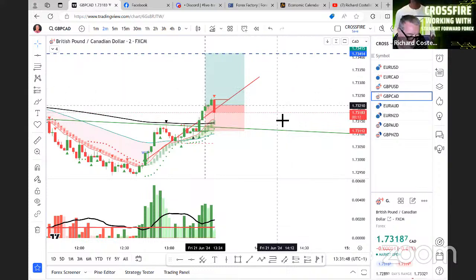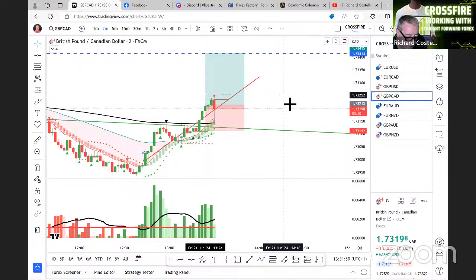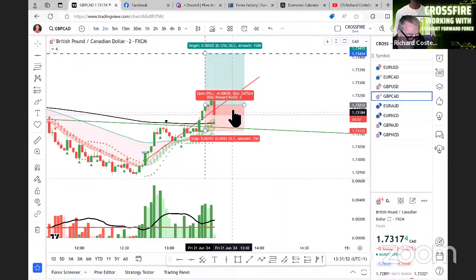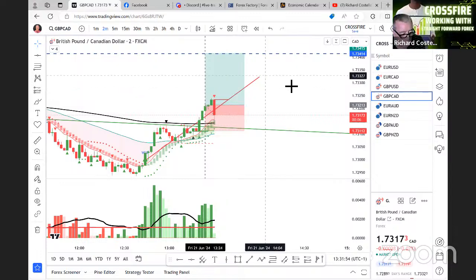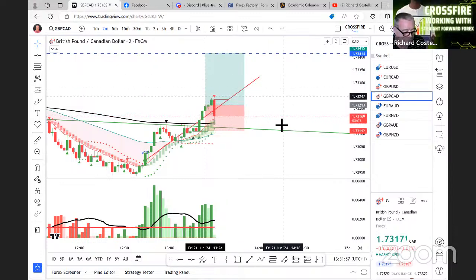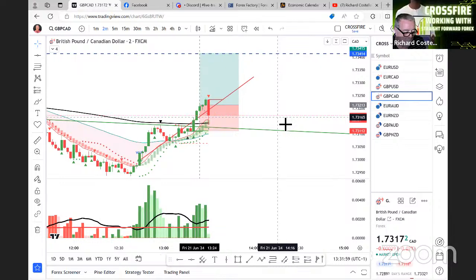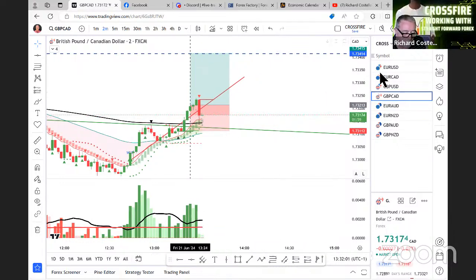So we need to wait until this news settles and then see whether price continues on its way up or whether that news has got a longer term effect. I'm going to go through the other pairs.